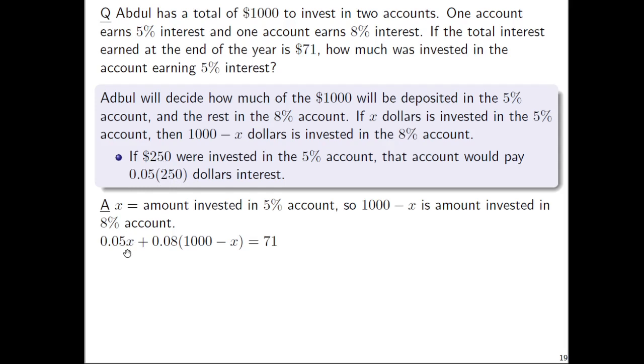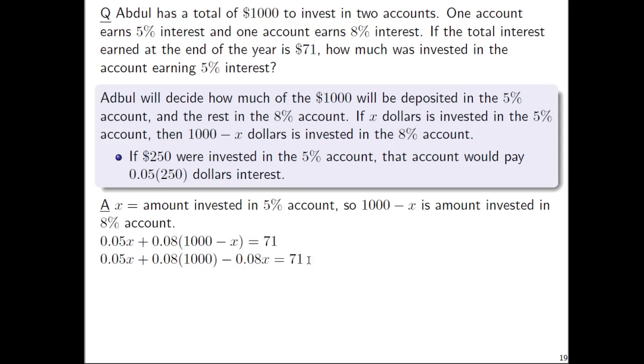So 0.05 times X, just like 0.05 times this made up number 250, represents the amount of interest earned from one account. And then 0.08 times, well, how much was invested in the other account? 1,000 minus X. So after the plus sign before the equals, this shows you how many dollars were earned out of the interest from the second account. And we were told that the total amount of interest earned was $71. So the interest earned from one account plus the interest earned from the other account should add up to 71.